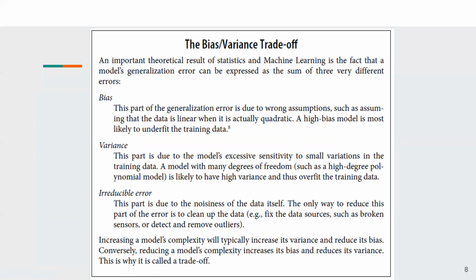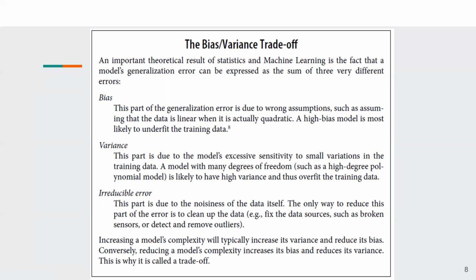How about variance? The variance part is due to the model's excessive sensitivity to small variation in the training set. A model with many degrees of freedom, such as a high-degree polynomial model, is likely to have a high variance and thus overfit the training data set, with smaller bias, but a higher variance.